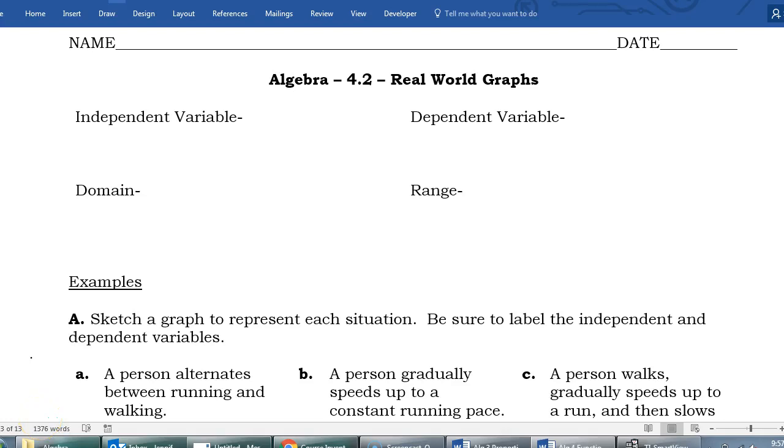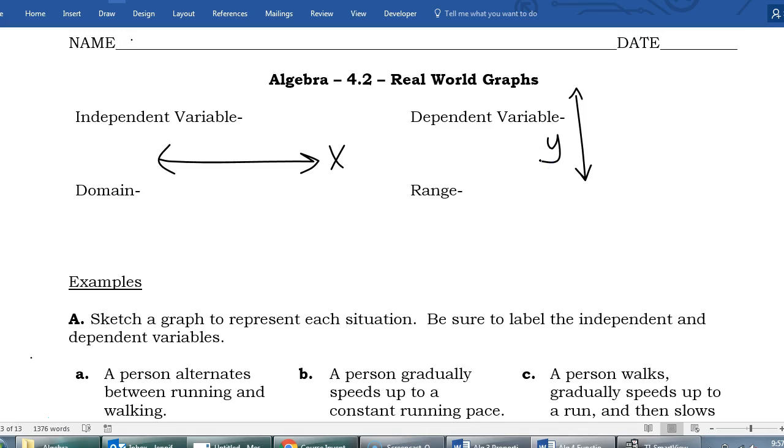This is Algebra Lesson 4.2, Real World Graphs. So first we have independent variable and dependent variable. When you're graphing, your independent variable always goes on your horizontal axis, and usually we label that with an X. Your dependent variable goes on your vertical axis, and usually we label that with a Y.